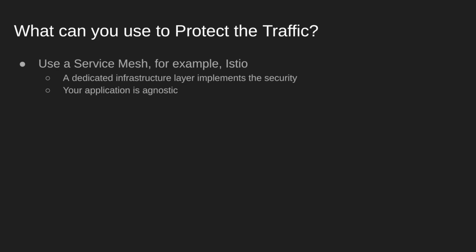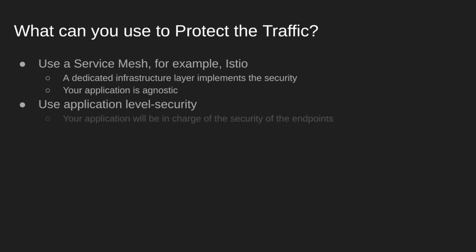If you don't have a service mesh available in your cluster, you could, for example, use application level security. In this case, your application will be in charge of the security of the endpoints. So you have to create the private keys, public keys, certificates, and make them available to your application.